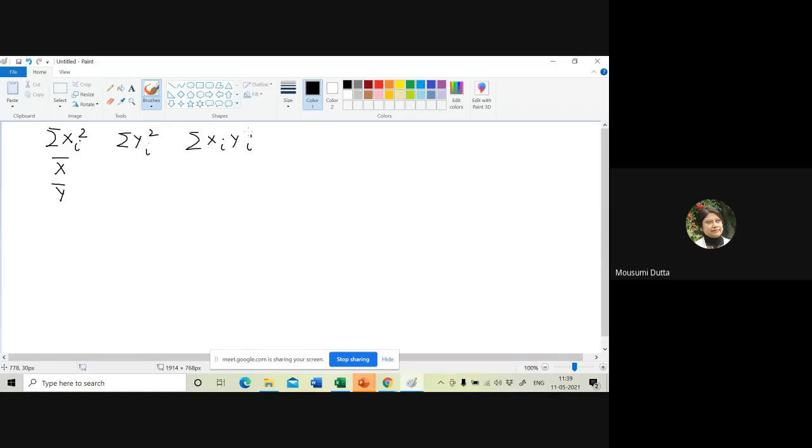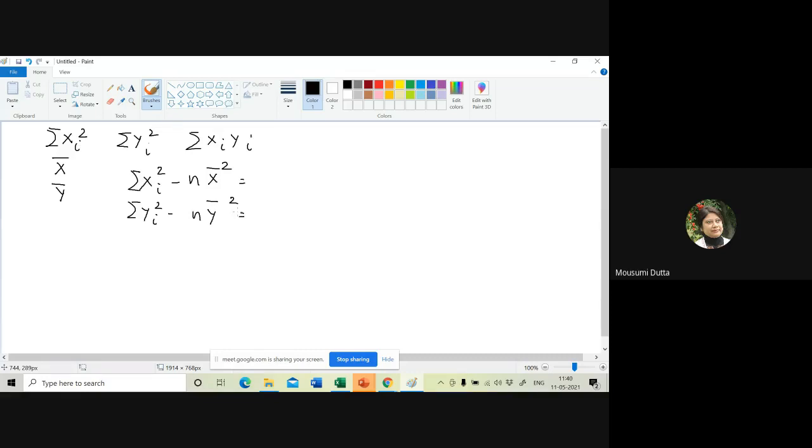Now, if you have information on all these things, using the formula summation xi square minus n x bar square, you will be able to find out summation xi minus x bar whole square. Similarly, summation yi square minus n y bar square. If you do this, you will get information on summation yi minus y bar whole square. And then you will proceed in the similar fashion.